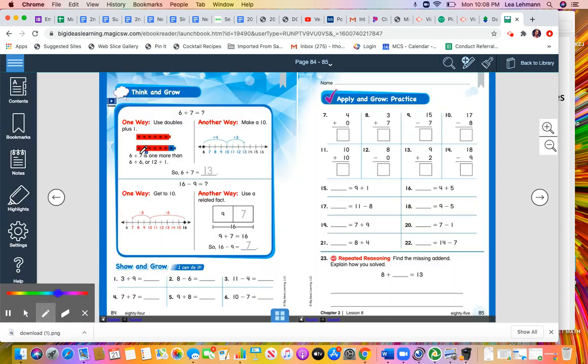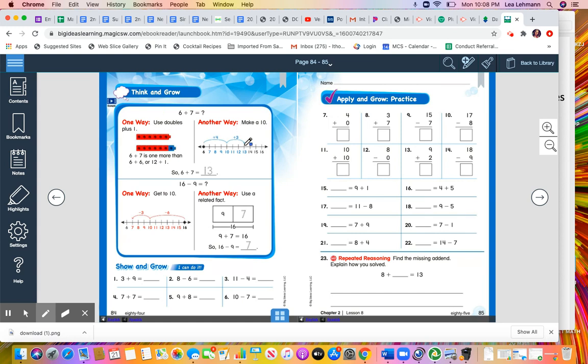Okay, so the next page is saying, look at all these different ways we can solve. So this is 6 plus 7 equals what? So one way is, look at, they use a doubles fact plus 1. So they have 1, 2, 3, 4, 5, 6. 1, 2, 3, 4, 5, 6, right? So 6 plus 6 is what they used. So 6 plus 7 is 1 more than 6 plus 6, which is what? 12, right? 6 plus 6 is 12. Now if they added 1 more, what's that going to be? 13. Okay, so that's one way you can solve that.